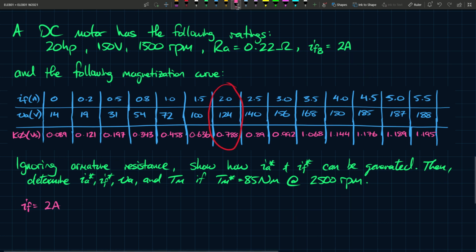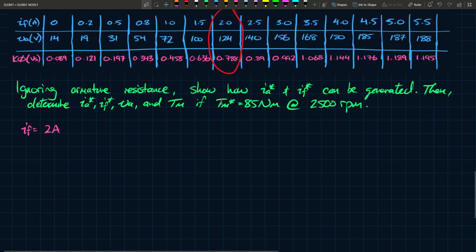Okay? And so IF, we say, is 2 amps, or IFB if you want to call it. IFB is 2 amps, which implies that K phi B, the rated flux constant, is going to be 0.788 volt seconds. And where did I get that from? I got that from this table here. Again, this was calculated in a previous example, and I'll link that in the description below if you're curious as to where these numbers come from.